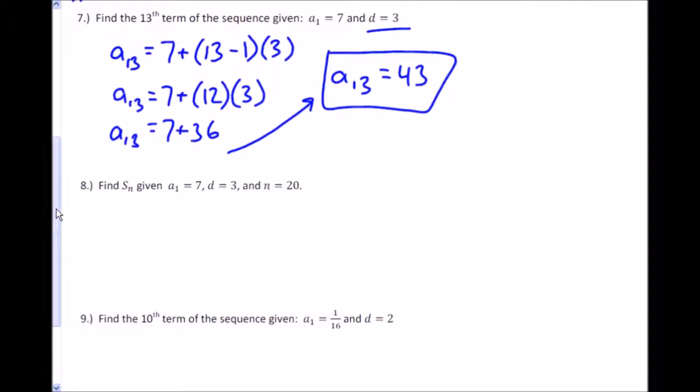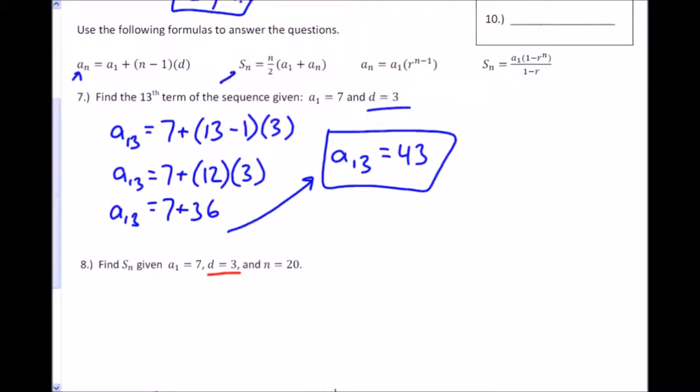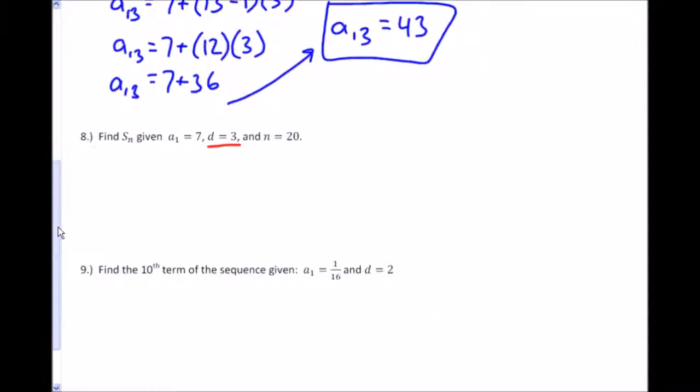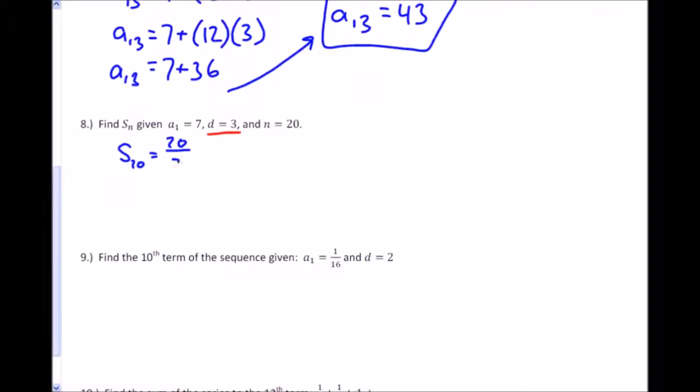On this one, it says S sub n, so right away I know I'm looking for a sum. They also give me a d value, which means this is arithmetic. So I know I'm using this second formula. That's my sum of an arithmetic series. So I'm looking for S sub 20 equals 20 over 2 from our formula, and then a sub 1, which is 7, plus a sub n, but I don't have a sub n. They didn't give me that, which means I need my other arithmetic formula. So I'm looking for a sub 20 this time. A sub 1 is the 7 plus n minus 1 times d, which again is the 3.